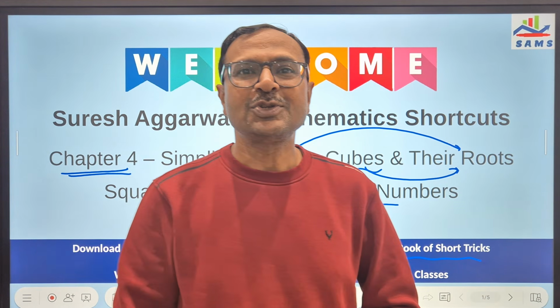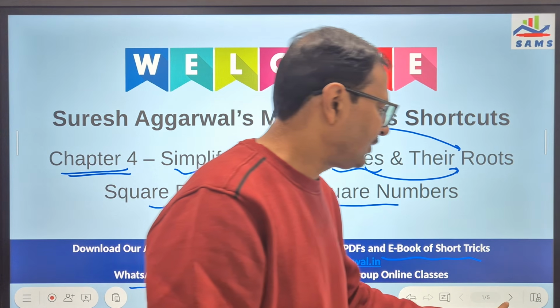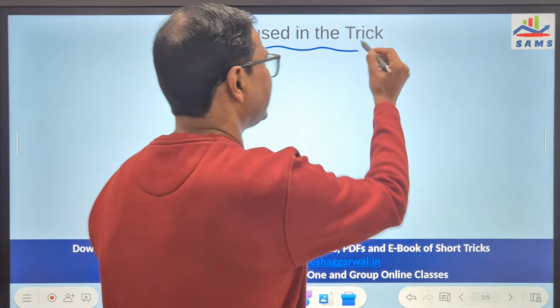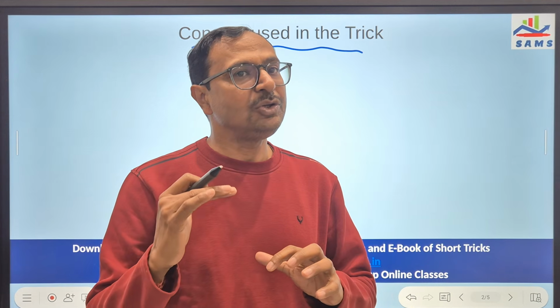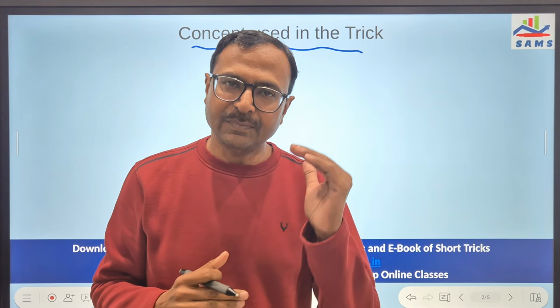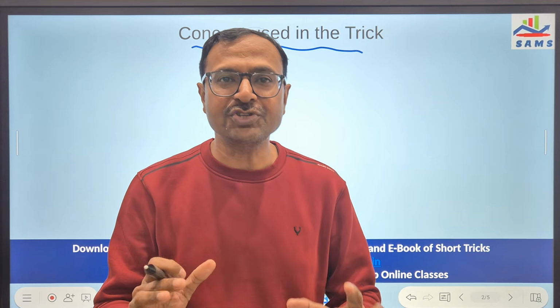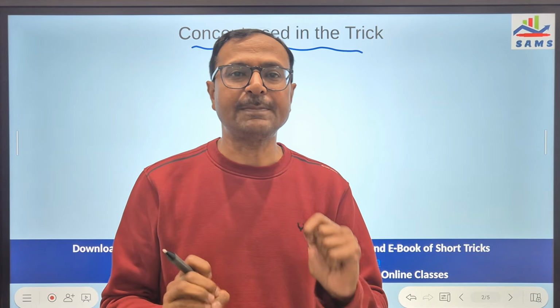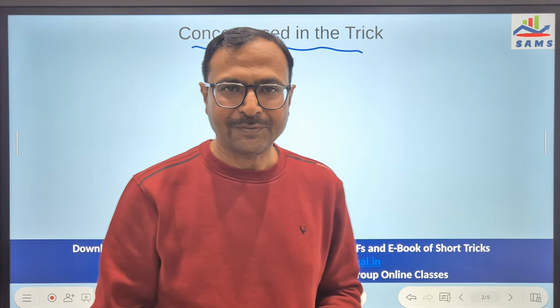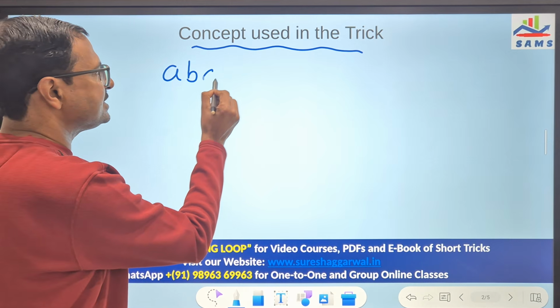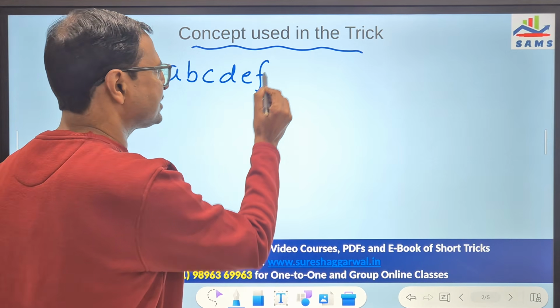Right friends, so let's understand the concept of the trick. I'm not going to take up any question in the concept, but I'll tell you the steps, and then we will have the questions in which we will be demonstrating how you can apply these steps to find the square roots easily, right? So we have a 6-digit number, say A, B, C, D, E, F. These are the 6 digits.